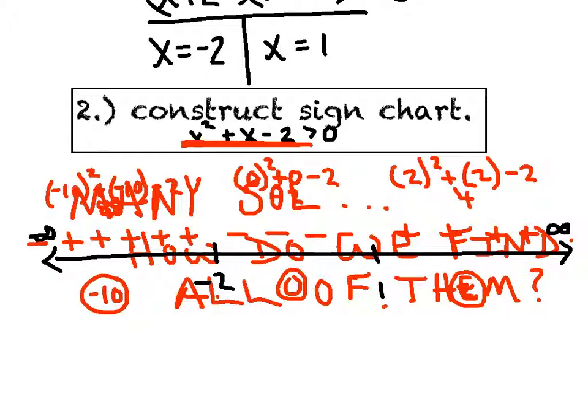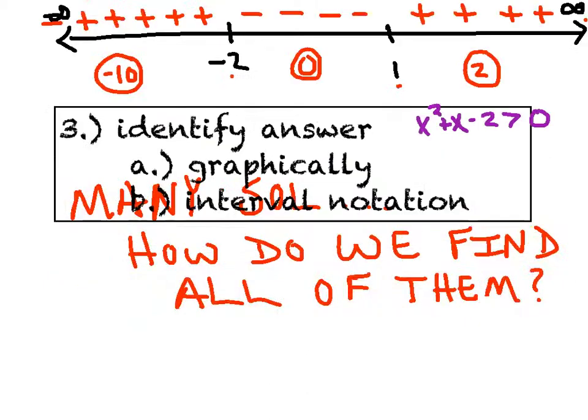At this point, you've finished constructing your first sign chart. Our third and final step is to now identify your answer. We're going to do this in two ways. First of all, we're going to identify our answer graphically, and then we're going to identify our answer using what we call interval notation. And just so you don't have to scroll back up, I've rewritten the original quadratic inequality, x squared plus x minus 2 is greater than 0.